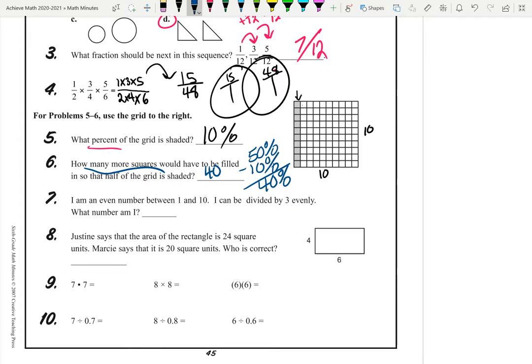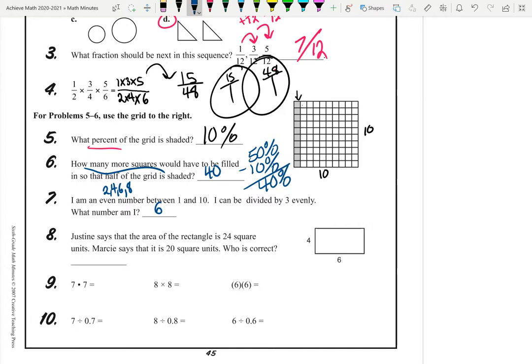Number 7, I'm an even number between 1 and 10, meaning that it's going to be a multiple of 2. It can't be 10, it's between 1 and 10. I can be divided by 3 evenly. What number am I? Well, the only number in that list that's divisible by 3 is 6.